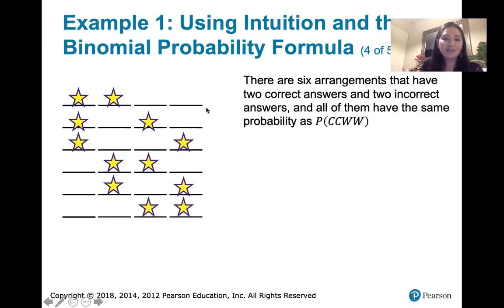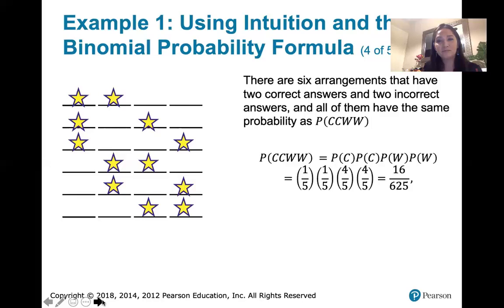And notice that every single one of these has 2 correct and 2 incorrect. So whenever you calculate that product, you're going to have a 1/5 and a 1/5 multiplied by a 4/5 and a 4/5. And because multiplication is commutative, you can multiply in any order you want. So the probability of each of these events is exactly the same. It's the same probability as when we calculated the probability of getting the first 2 correct and the last 2 incorrect. So each of these has a probability of 16 in 625.